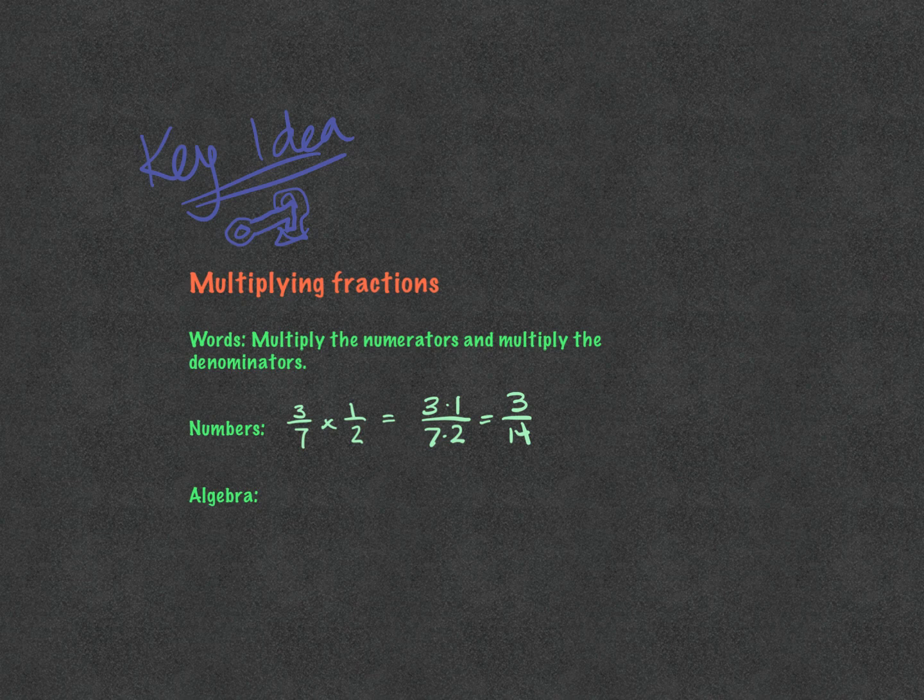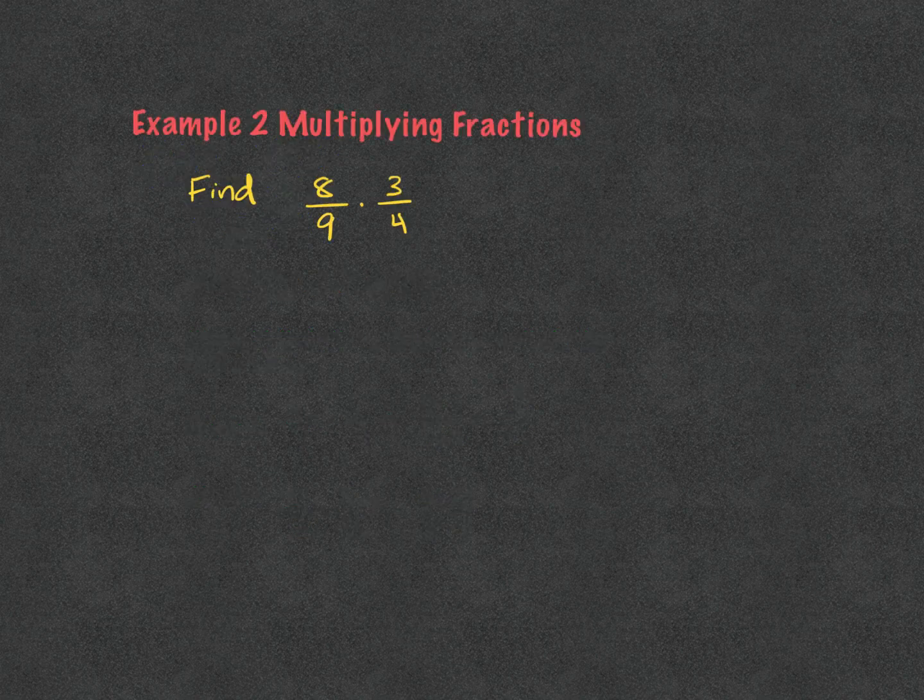Algebraically, it's written like this. The reason you're going to start seeing that is because we're going to start getting into algebra. So A over B times C over D equals A times C over B times D. Now remember, my B and my D can't actually equal 0, so don't forget that. So now we're just going to take what we did with the key idea and we're just going to go straight across.